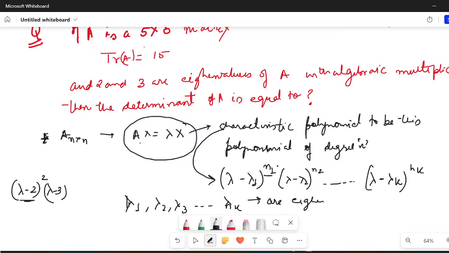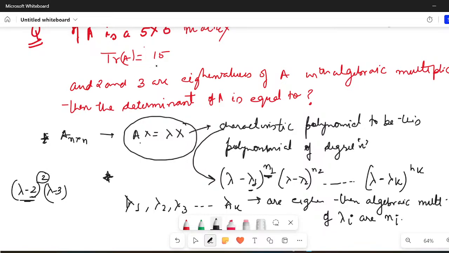Then this exponent, that is n1, represents your algebraic multiplicity. Here lambda minus 2 whole square is written, so it implies the algebraic multiplicity of the eigenvalue 2 is 2. Here lambda minus lambda 1 is written and raised to power n1. So the algebraic multiplicity of lambda i is simply ni. Please remember, this is what I told yesterday, and I'm telling you again here.